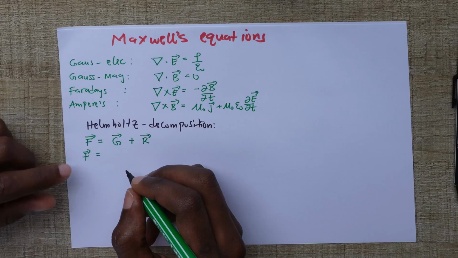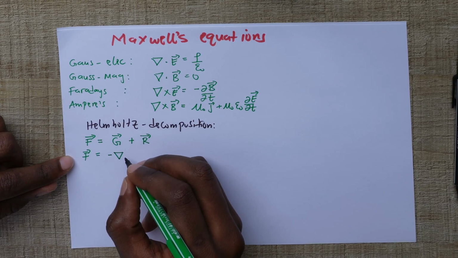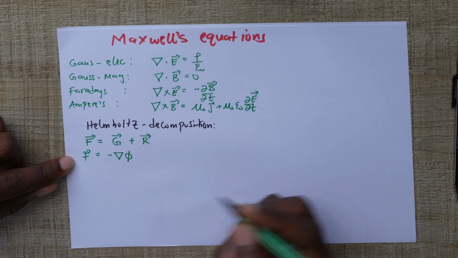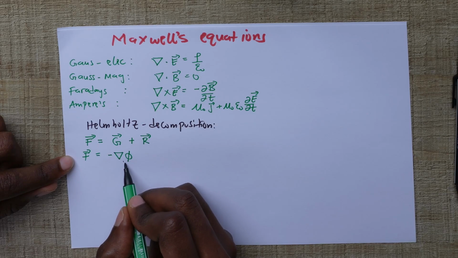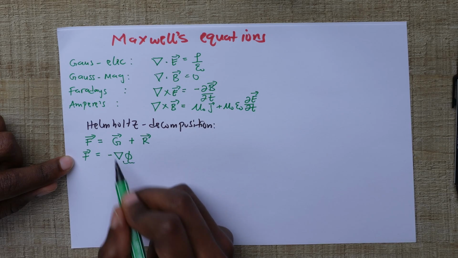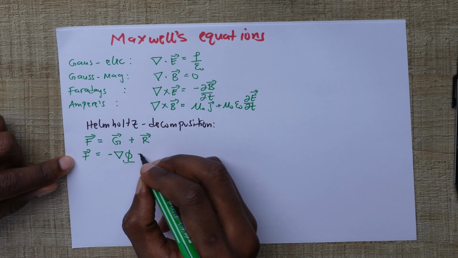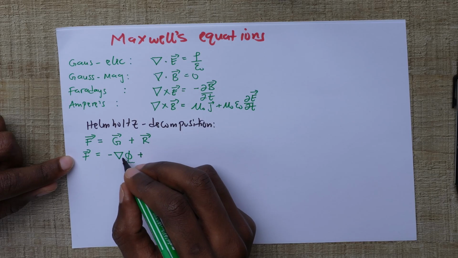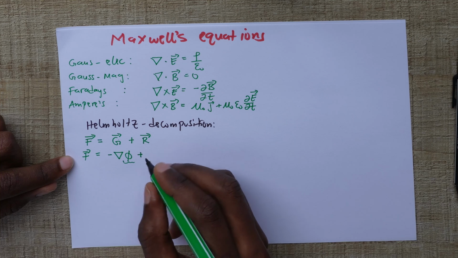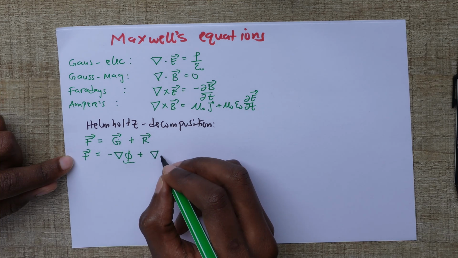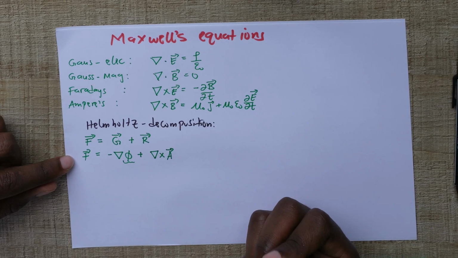Okay, so we can give expressions to each of these fields. A gradient field we can write in terms of a scalar field, like negative nabla phi. You know that the nabla operator would convert any scalar quantity into a vector. So our gradient field can be represented thus, and this is irrotational. And then another component which will account for rotation, a rotational field, has to be the curl of some quantity that we can call A.